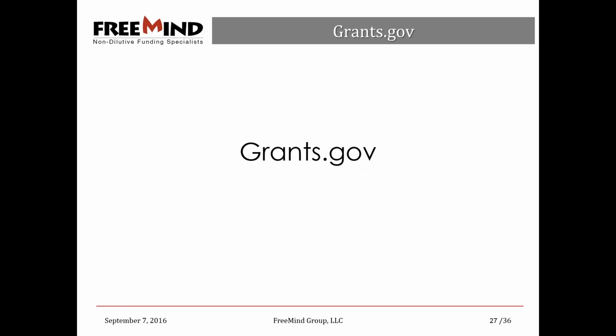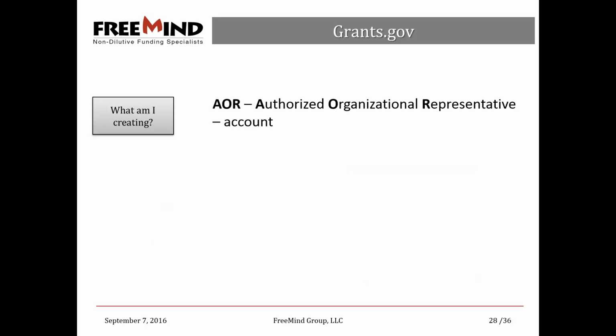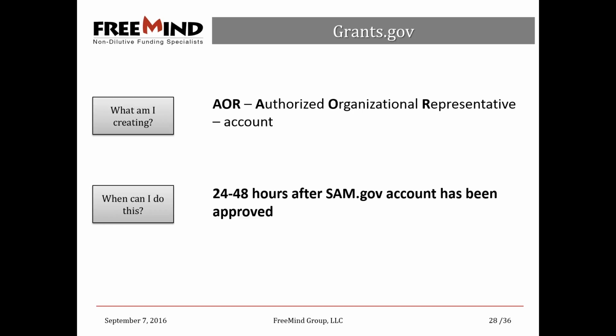And then now is the Grants.gov section. Basically, here you'll be creating an AOR account, or Authorized Organizational Representative account. And the way that you do this is after the SAM account has been active, you should usually wait around 24 to 48 hours just to make sure that all systems are synced.